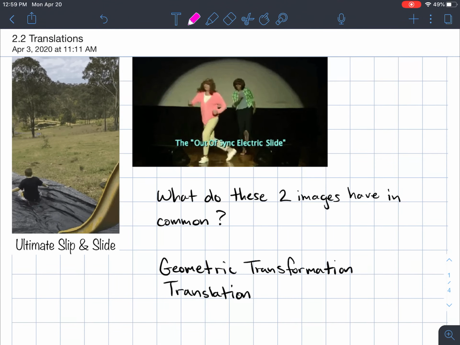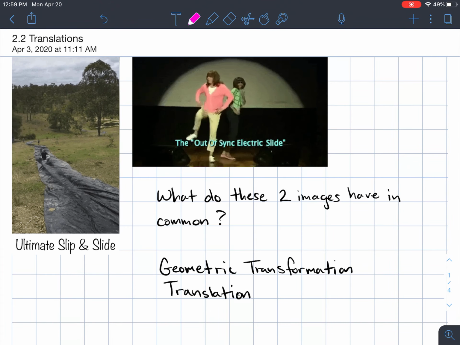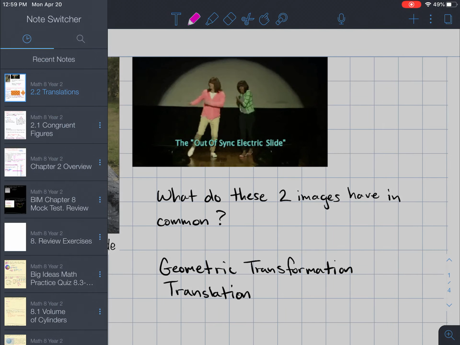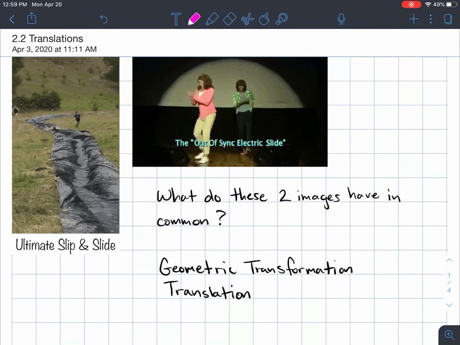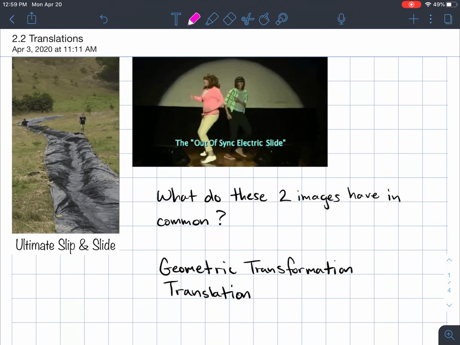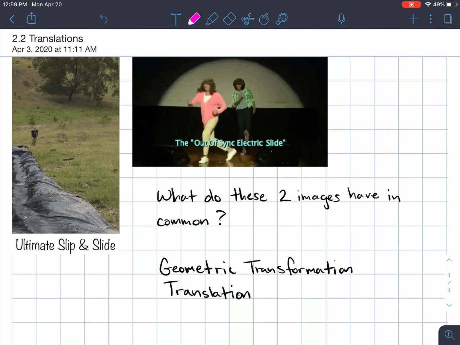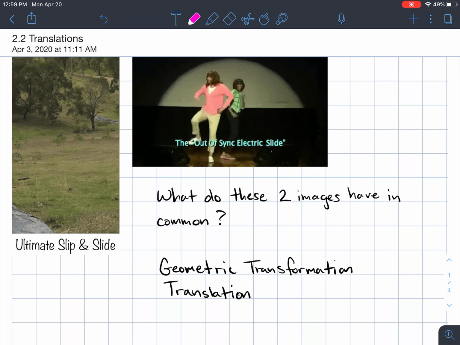Welcome back, Matadors. We are now in Chapter 2, Lesson 2 on translations. This is going to be the first geometric transformation that we go over.